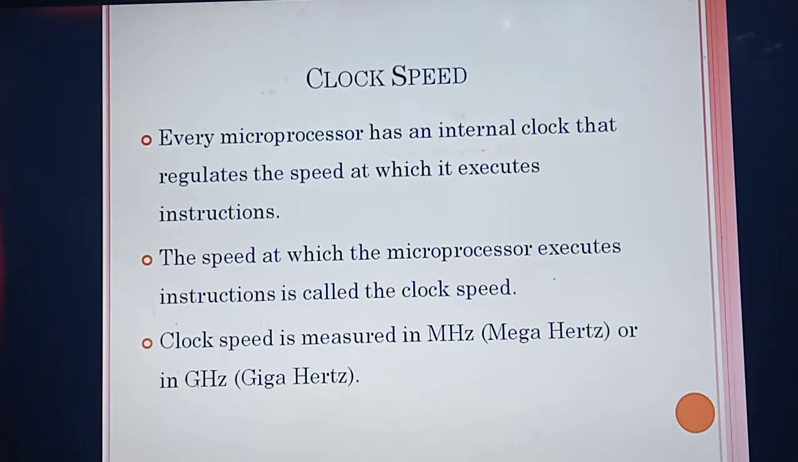Understood, students? Listen carefully. Each and every microprocessor will have some internal clock-like structure. What is the use of this clock? This clock will always regulate or control the speed of something. We have already studied that in a computer you give instructions as input, those instructions are processed by the CPU and stored in memory. So everything you give is what? Instructions. This clock speed will calculate that.